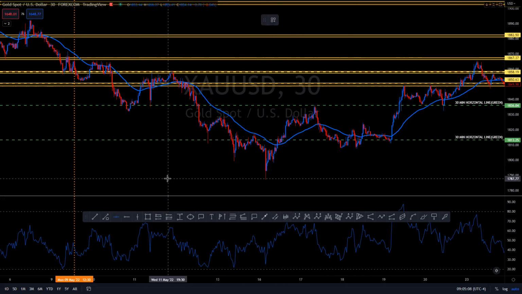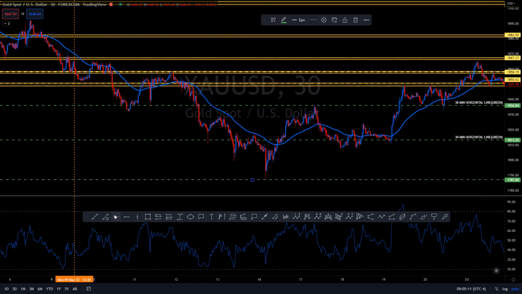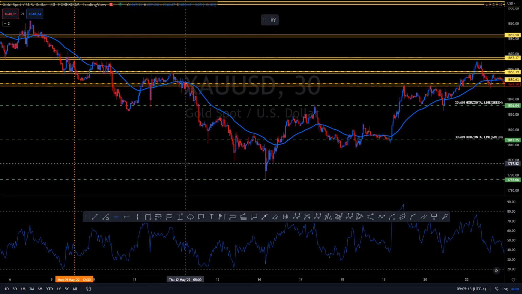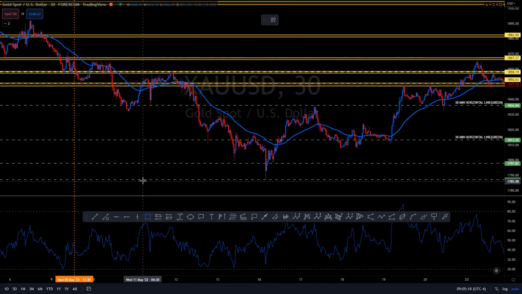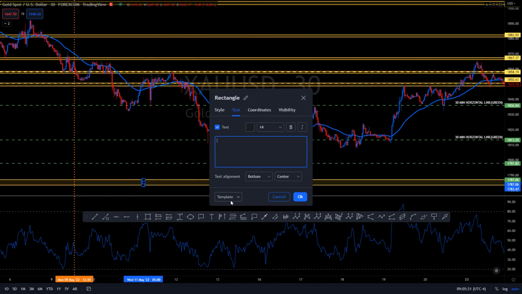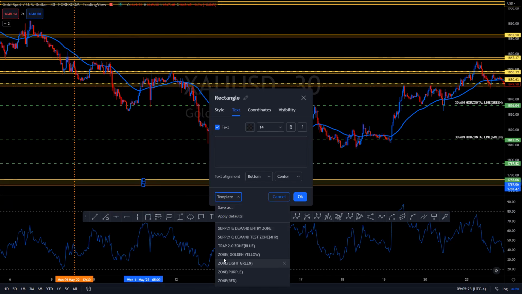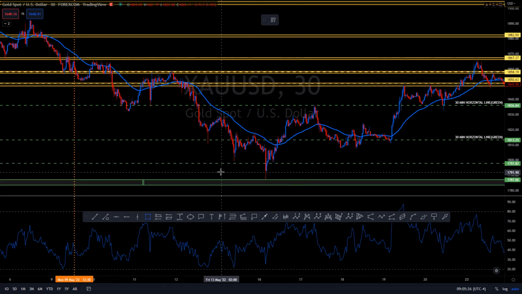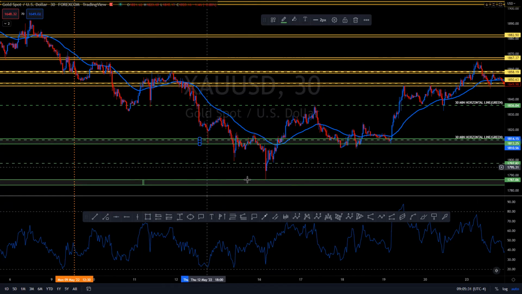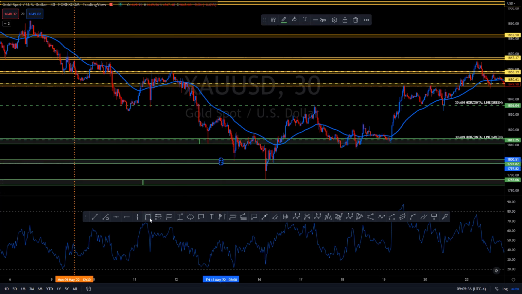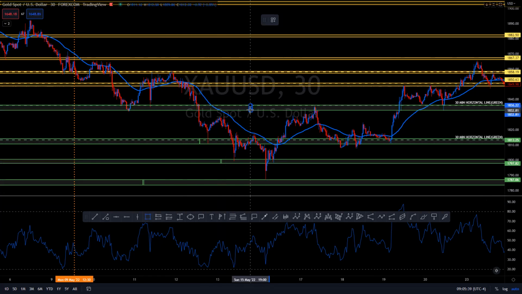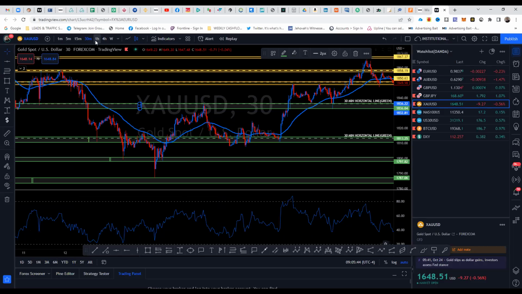And then we see that there was another strong supply here and here. So now we're going to draw a zone to this area. So now let's move on to the 1-hour.